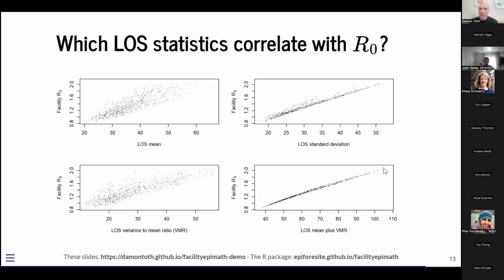That one seems to be a fundamental statistic of the length of stay distribution that governs R naught. And actually, in a very simple version of the model, which just has one susceptible and one colonized state and no recovery, it's an exact solution of the R naught, that it's directly proportional to this statistic, the mean of the length of stay plus the variance to mean ratio. And so that's another cool conclusion from our paper that you can play with by using the R package.